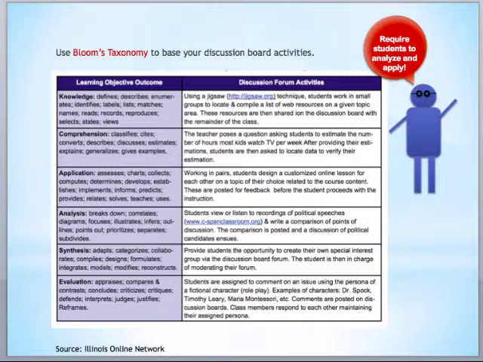Students could analyze political speeches. They could synthesize by creating a special interest discussion board and moderating it. And finally, students can evaluate other classmates' knowledge.